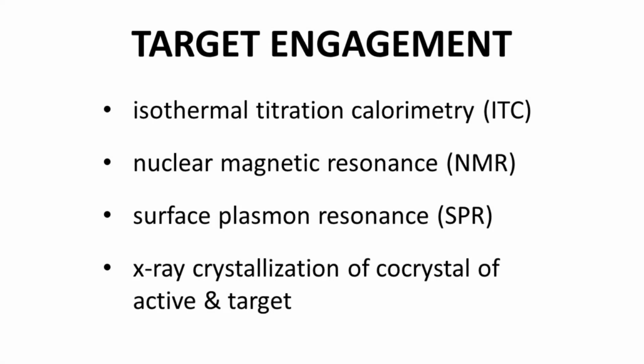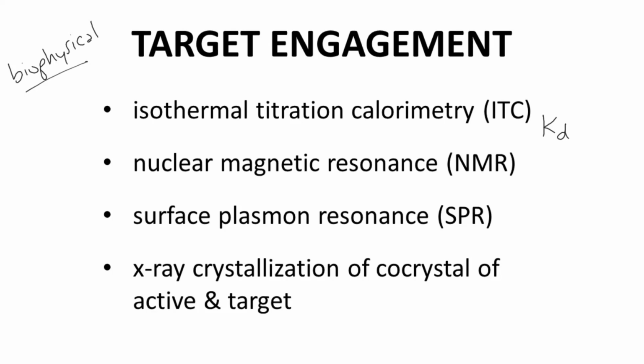There are many biophysical methods for confirming target engagement, and each method has different advantages. Isothermal titration calorimetry is a method that determines the rate and energy of binding of the molecule to the target. The equilibrium binding constant is one property determined by ITC.